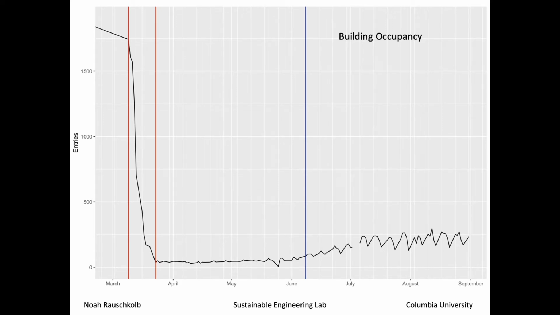Throughout the month of March 2020, there's a very precipitous drop in building occupancy. That first red line shows when the first COVID cases appeared in New York, and the second is when New York State went on pause and all non-essential workers were required to stay at home. Building occupancy stays very, very low until roughly the second week of June, which is when phase one reopening began. Slowly throughout June and then more steadily in July and August, people are returning to the building, but at a much lower occupancy level than what we saw before the crisis.